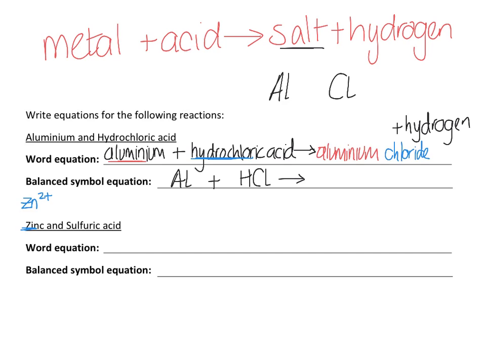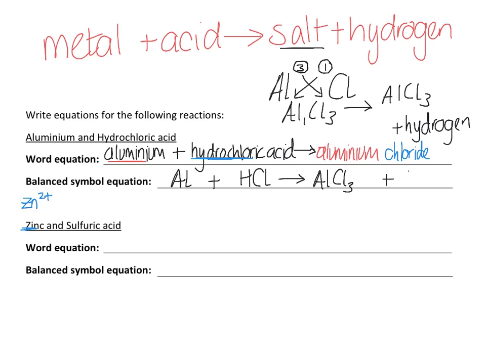Aluminium is in group 3, and so it has a valency of 3. Chlorine is in group 7, and so it has a valency of 1. So when I swap and drop, I get Al1 Cl3. But as we know, we can ignore our 1s, and so my formula is AlCl3. Plus hydrogen, and again, always remember that it's H2.